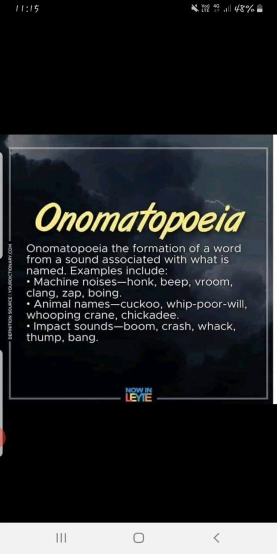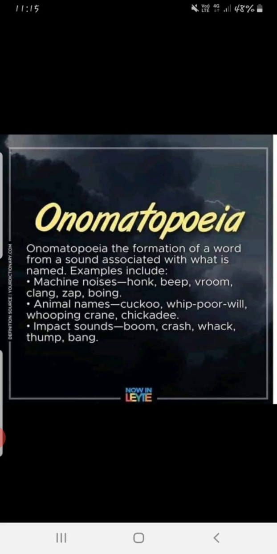Onomatopoeia is nothing but the sound within the word. What is making the sound? Okay. Machine noises, meaning machine honk, machine beep or siren beep. Okay. Siren, machine clang, machine zap, machine boing. Okay. With each kind of machine, these noises are connected. Now, animal sounds.